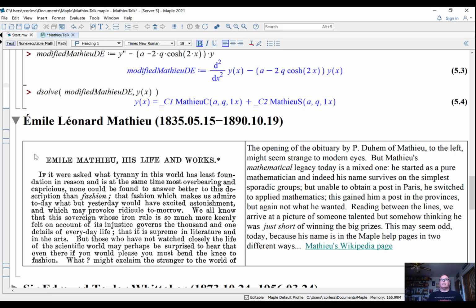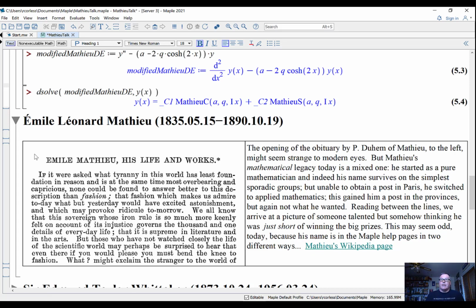Mathieu's mathematical legacy is a mixed one today. He started as a pure mathematician, but he was unable to get the positions that he wanted. And so he switched to applied mathematics and mathematical physics. And he thought that would maybe be of more interest. But it still didn't work. He still was unable to gain a post in Paris, which is what he wanted. And eventually he settled for a position in Besançon, and later after that moved to Nancy.